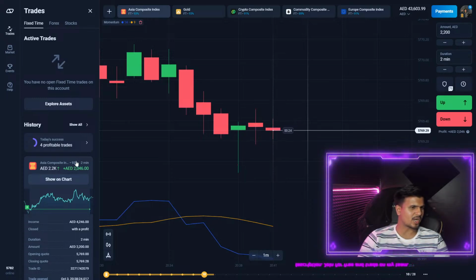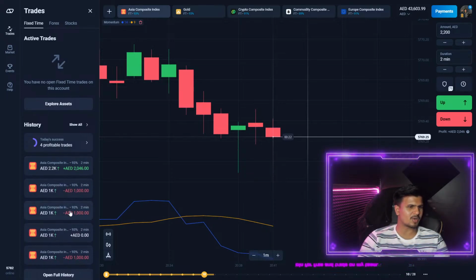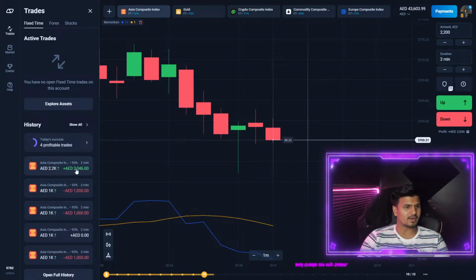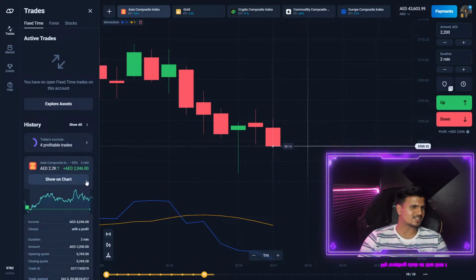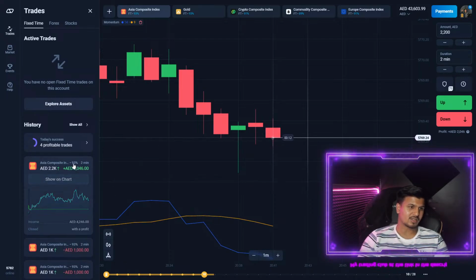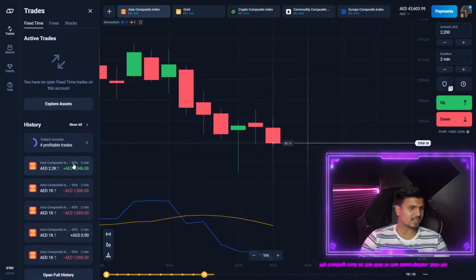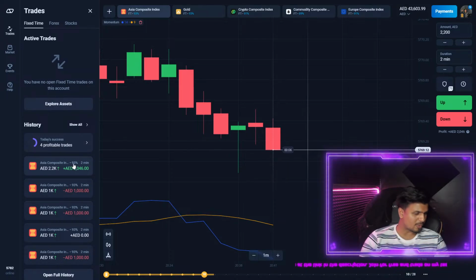So you can count by yourself. It recovered this amount already. These two are recovered here already. And plus I got a profit of 46 dirham. Well, it's small, but it's better. Not losing anything. We are getting a small amount of profit. This is the valuable thing.